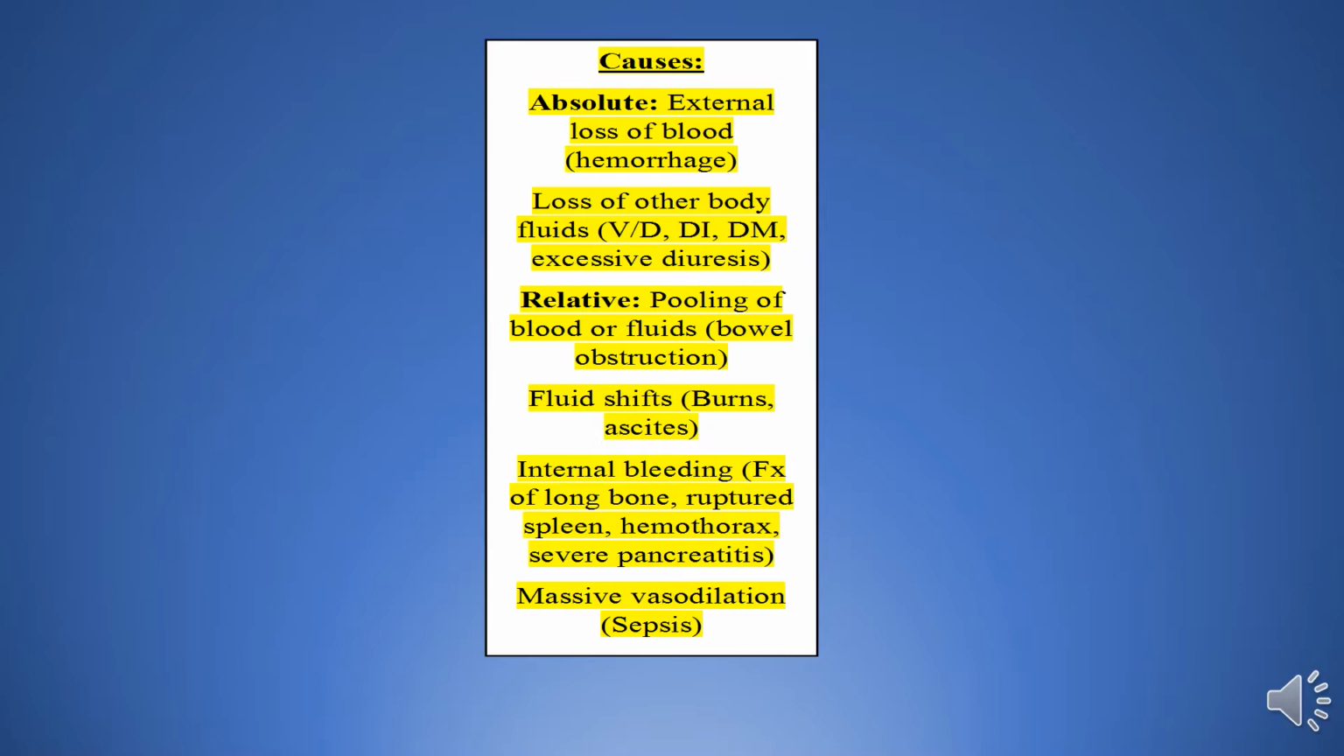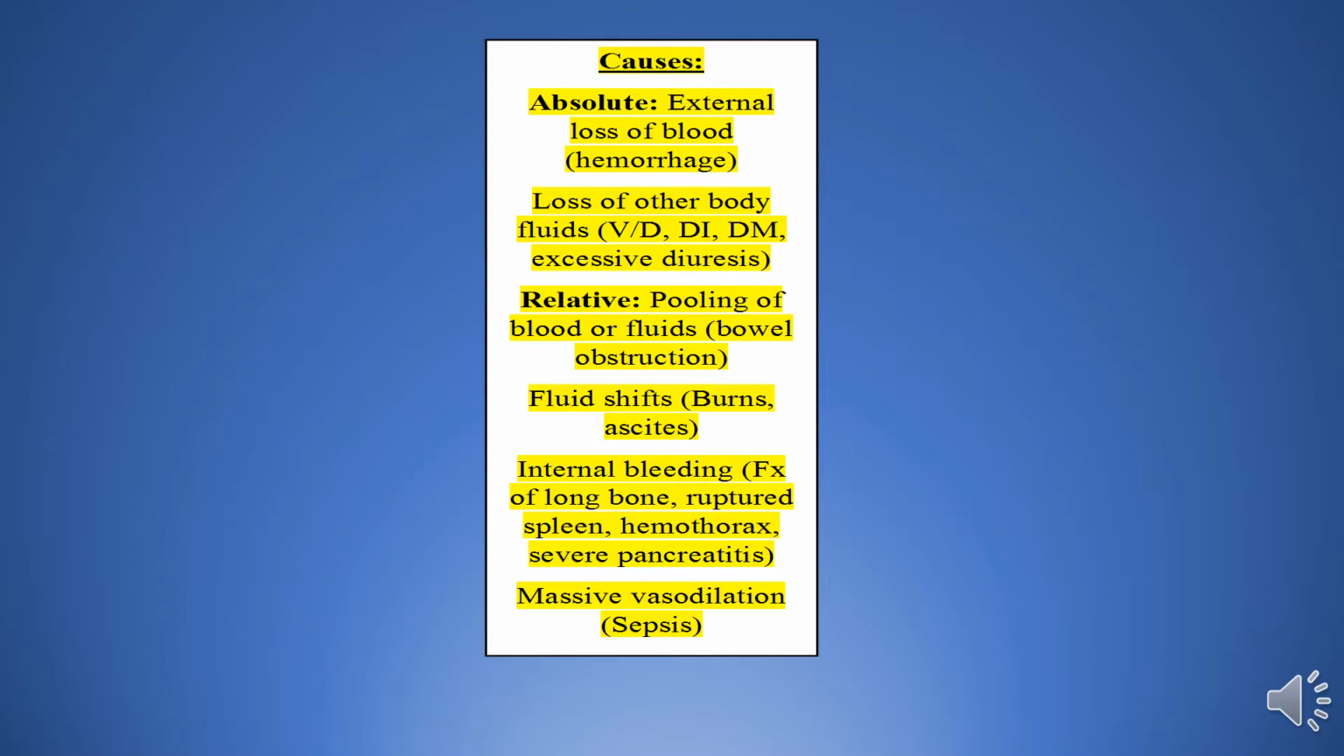or GI loss from vomiting or diarrhea. Next, relative hypovolemia is when there is a fluid shift from intravascular to extravascular, also known as third spacing. Some examples include plasma loss from a burn or ascites buildup from those with liver impairment.